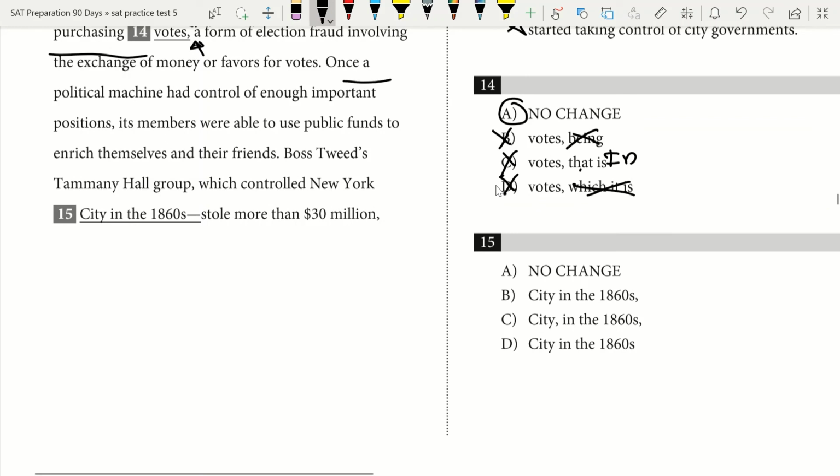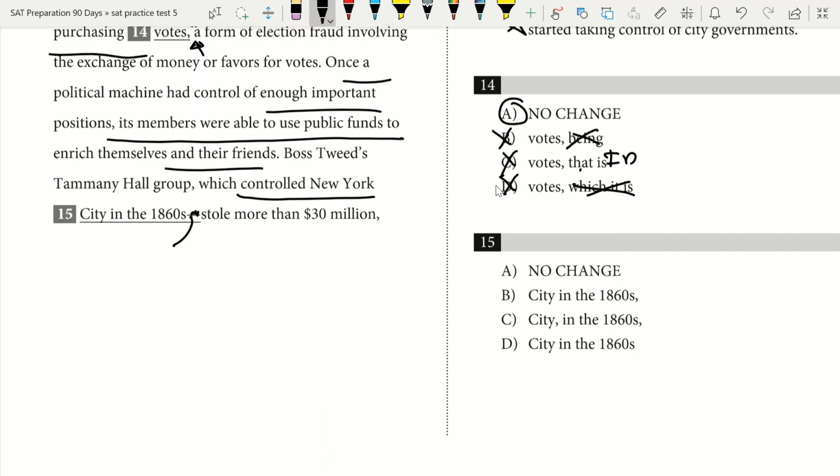Once a political machine had control of enough important positions, its members were able to use public funds to enrich themselves and their friends. Boss Tweed's Tammany Hall Group, which controlled New York City in the 1860s. I know I have to have a comma after this. How do I know I have to have a comma after that? Keep in mind, I don't have to have a comma after "city," so I can get rid of that.